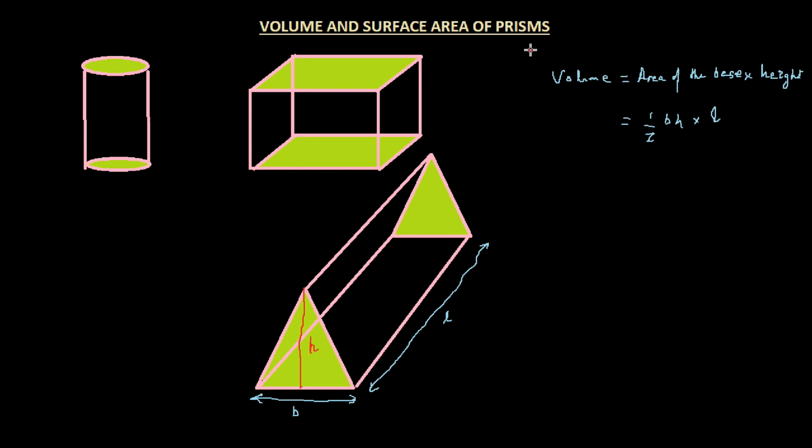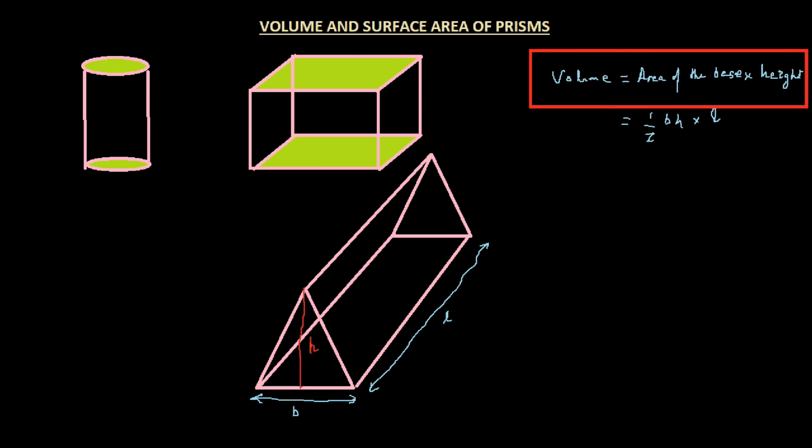And as you see, this formula works for all prisms. If the area of the base and the area of the top and the area of the cross section anywhere across the prism is the same, this formula is going to work. So that's how simple it is.